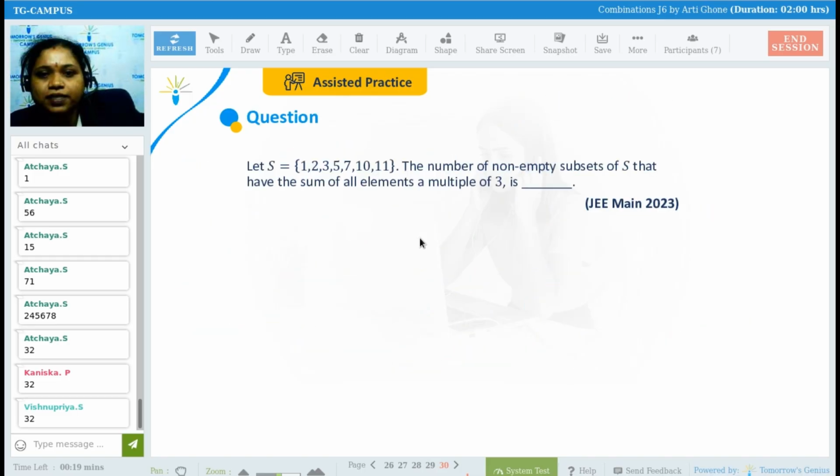Now, next is, last question, S is equal to 1, 2, 3, 4, 5, 7, 10, 11. Okay, the number of non-empty subsets of S that have sum of all elements as the multiple of 3. Okay. S is equal to 1, 2, 3, 4, 5, 6. Okay. Now, take this question for homework. Just note down this question for homework. I want the answer of this question in the next session.